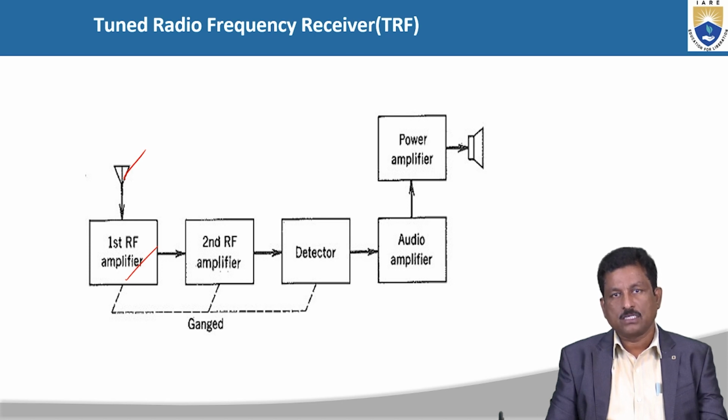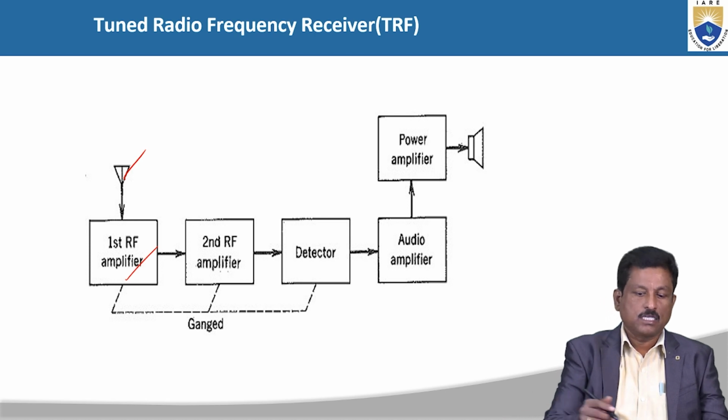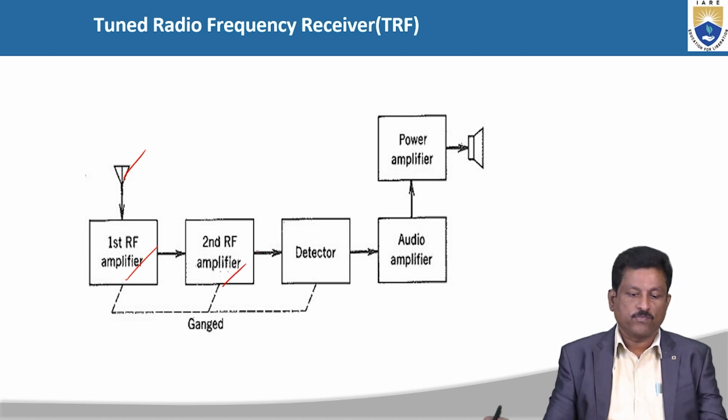If the energy is sufficiently amplified, then there is no need for a second RF amplifier. But if the amplified signal strength has not reached the desired or sufficient value, then you can arrange the second RF amplifier. So the first one is the antenna, which receives the signal.